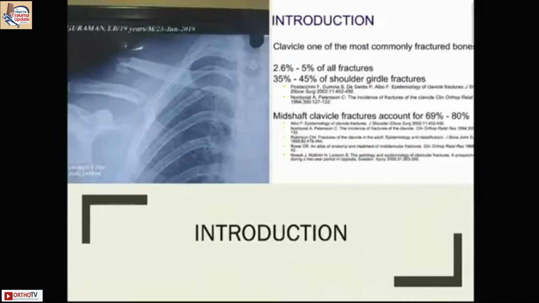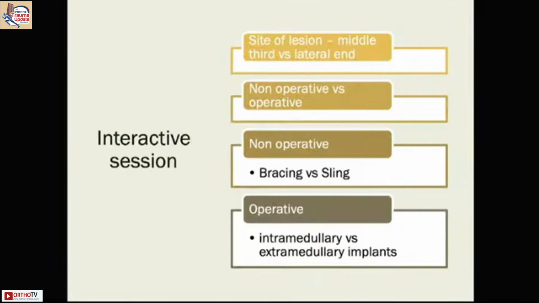So clavicle fractures, as we all know, are one of the very commonest fractures occurring in the upper limb, and it constitutes around 2.6 to 5% of all fractures, and about 35 to 45% of shoulder girdle injuries. And the most common site is the mid-shaft clavicle fracture.